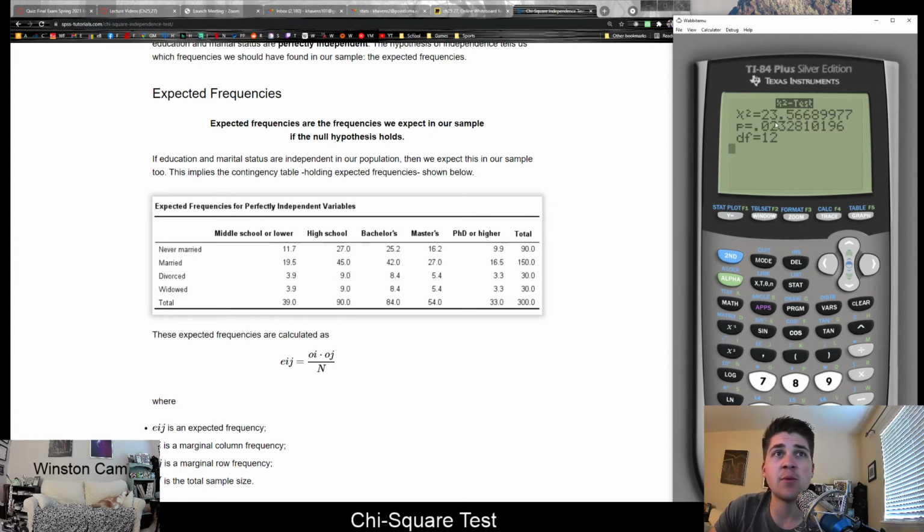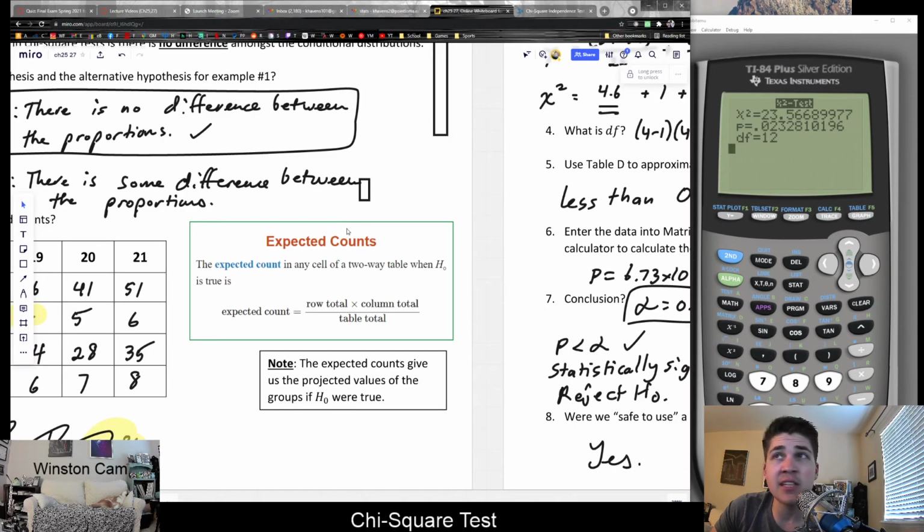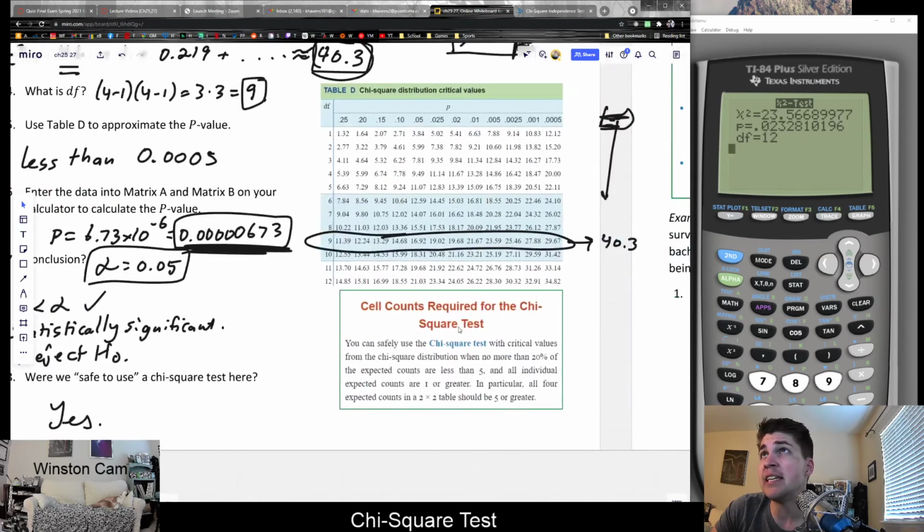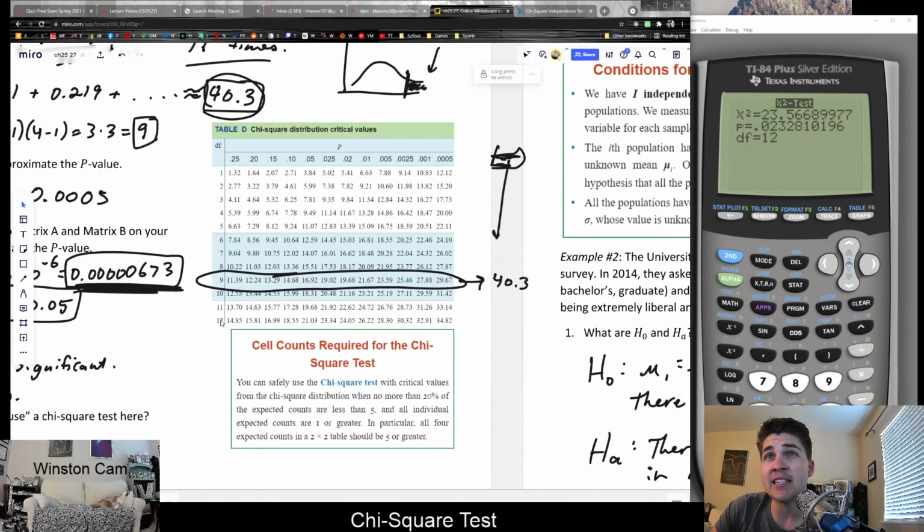So here we're getting a chi-square statistic of about 23.5. And again, if we did not use a calculator, you could use table D to find your p-value, because again, as I said, our degree of freedom is 12. So if we find a chi-square statistic of 23.5, it would be somewhere between here and here. So we would know that our p-value should be somewhere between 0.025 and 0.02. It gives us a pretty tight range of what our p-value would be. And as we see in the calculator, it's somewhere in the middle, about 0.023.